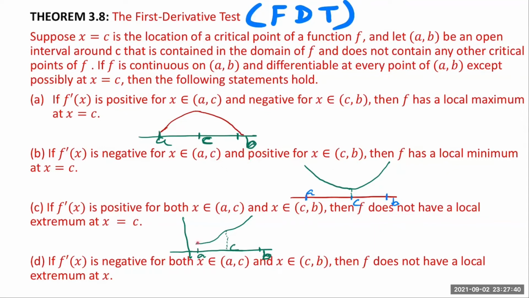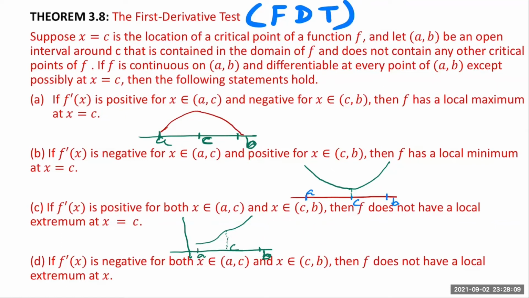As you can see here, the derivative is positive for x between A and C because it's increasing. And after C, in the interval C comma B, again the derivative is positive. In that case, we don't have a local maximum or a local minimum. You don't have this shape or this shape there, or constant shape. So you don't have a local extreme.